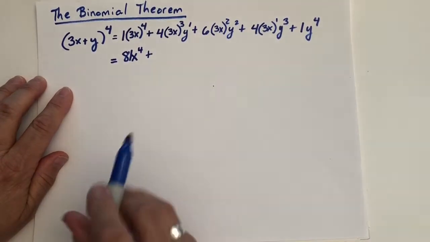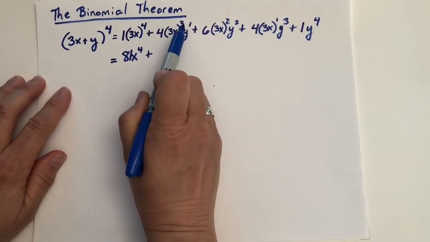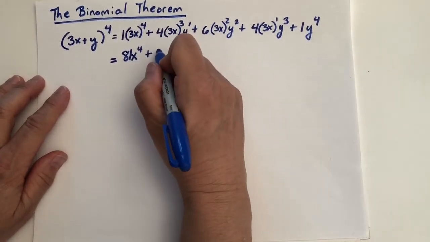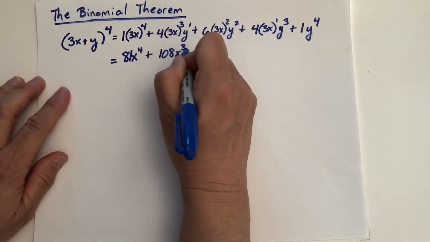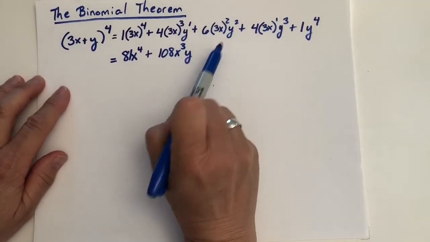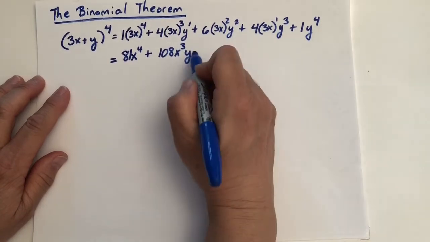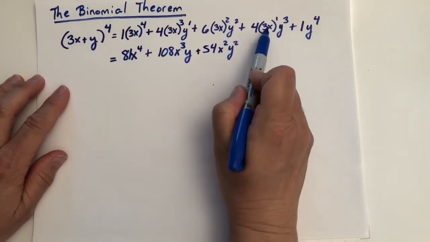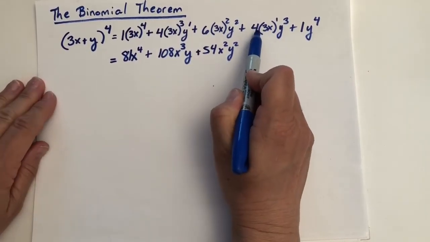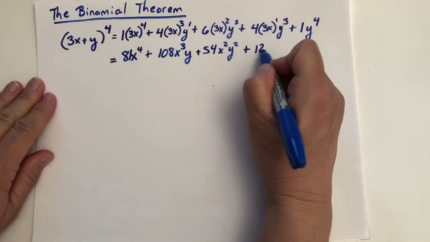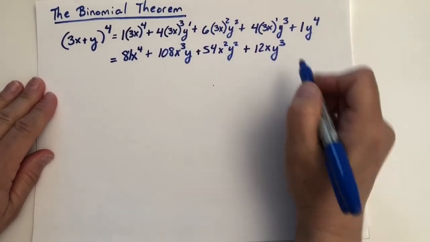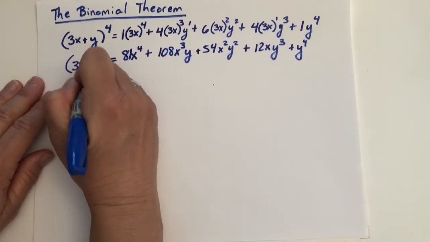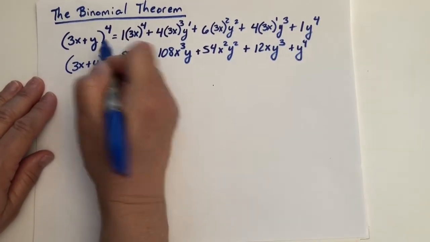Let's see, for our next term, we have 27 because we have 3 cubed times 4. So that's 108 x cubed y. Next, we have 3 squared, that's 9, times 6, 54, x squared, y squared. Next, we have 3 to the first power, or just 3 times 4, which is 12, xy cubed. And our last term is just y to the fourth. So it wasn't so challenging to raise 3x plus y to the fourth power, as long as you have practiced that pattern.